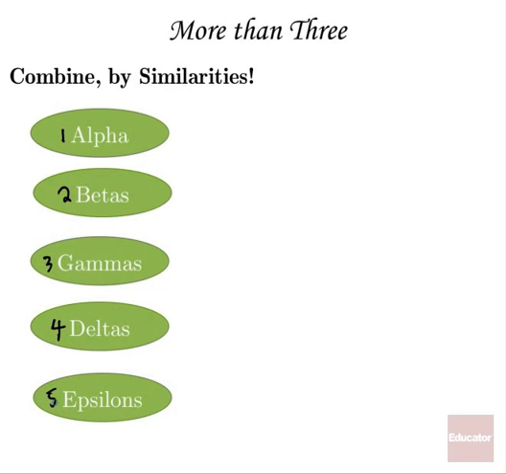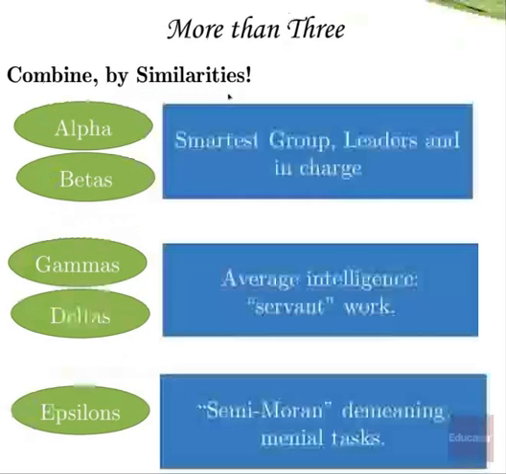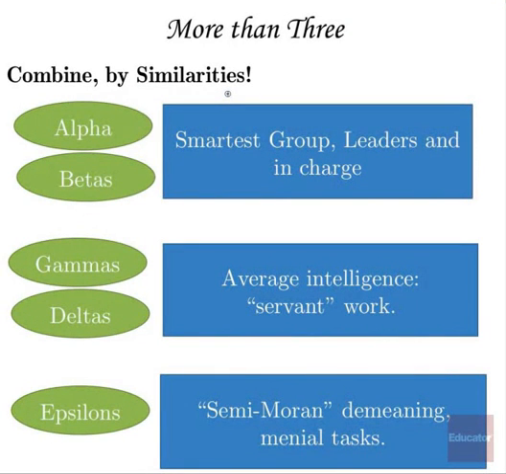So what we should do is combine a couple of these by their similarities. And I'm going to show you right now. Notice this. I'm going to put the alphas and the betas in the same group because they're the smartest, and they're the leaders, and the ones in charge. Then I'll put the gammas and the deltas in the same group because they're average intelligence, and they kind of do servant work. And then finally, I'm going to put the epsilons.